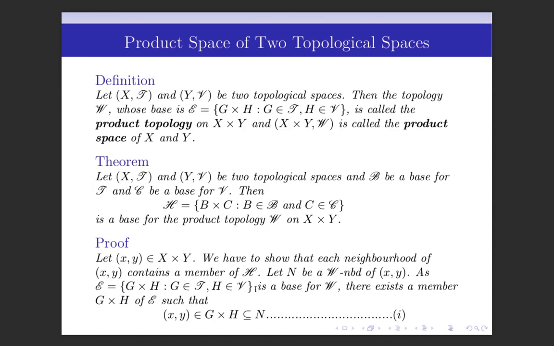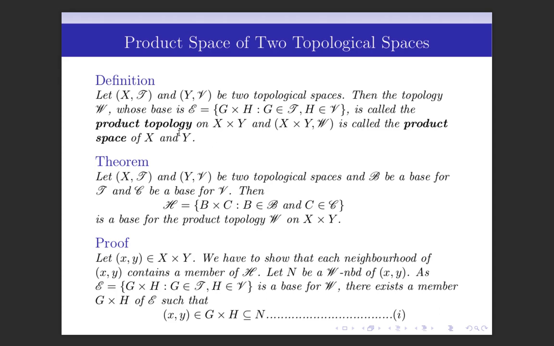Now we are in a position to define a product space. Let (X, T) and (Y, V) be two topological spaces. Then the topology W, whose base is E, containing Cartesian products of members of T and V, is called the product topology on X cross Y.